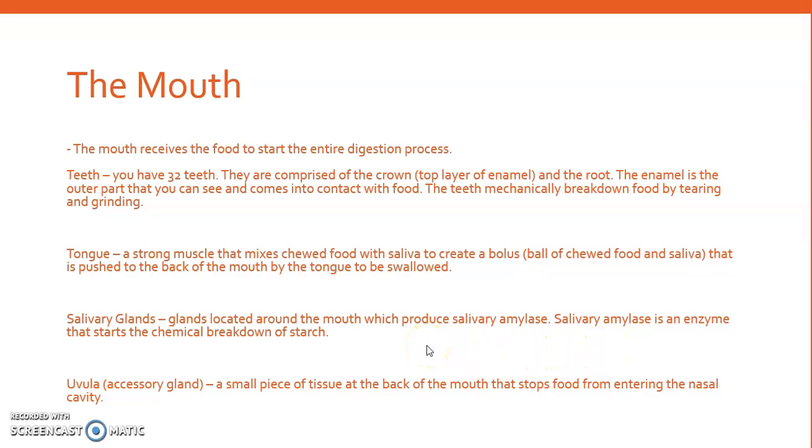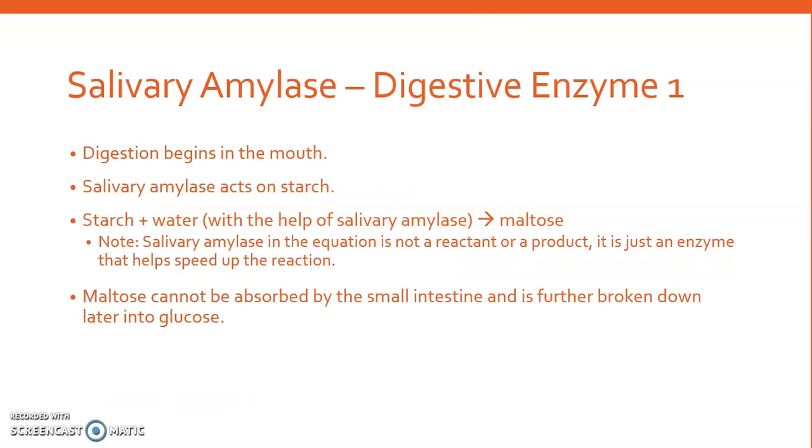So we know that starch is a type of carbohydrate. So as soon as you put something into your mouth, the starch in that starts to be broken down by salivary amylase. The uvula is an accessory gland and is a small piece of tissue at the back of the mouth that stops food from entering the nasal cavity. You knew that already. So let's look a little bit more at salivary amylase.